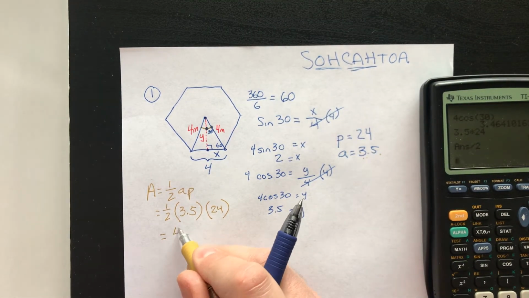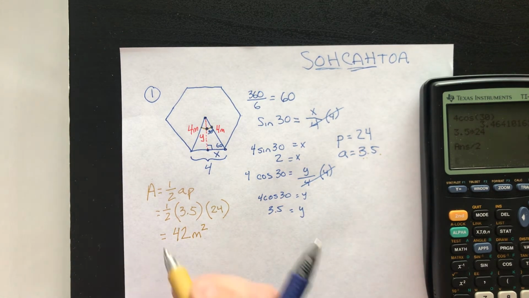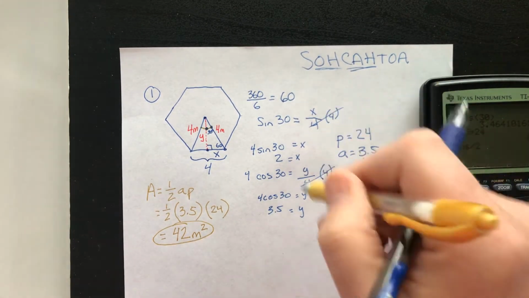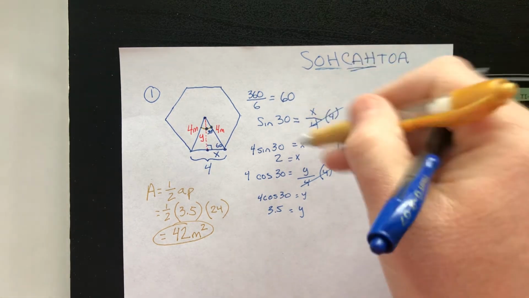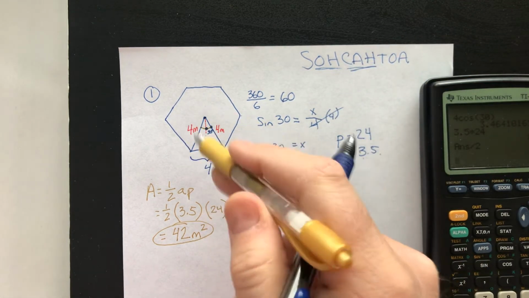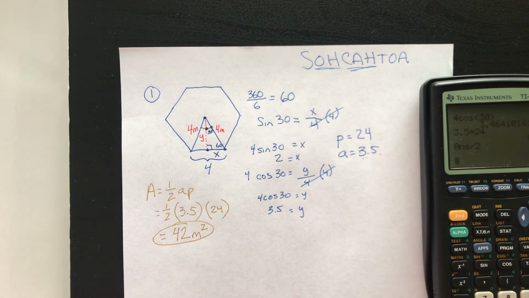So the area is 42 meters squared. That would be my final answer. So you can see that you kind of have to do a little bit of work there. That's what makes these not any more difficult, because we know trigonometry and we know the area of a regular polygon is 1/2 AP. You just got to do a little bit more work right here.